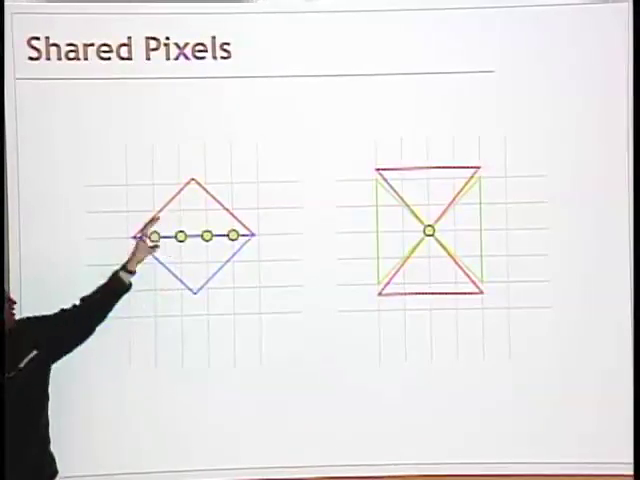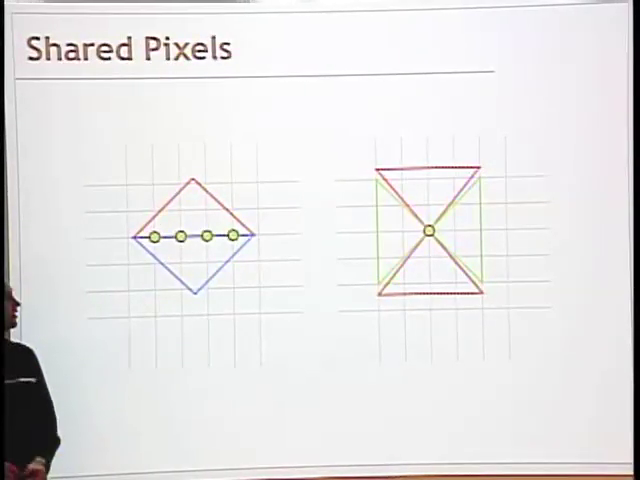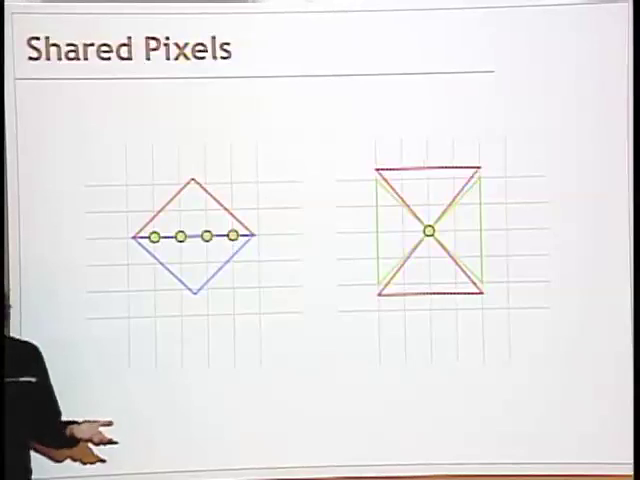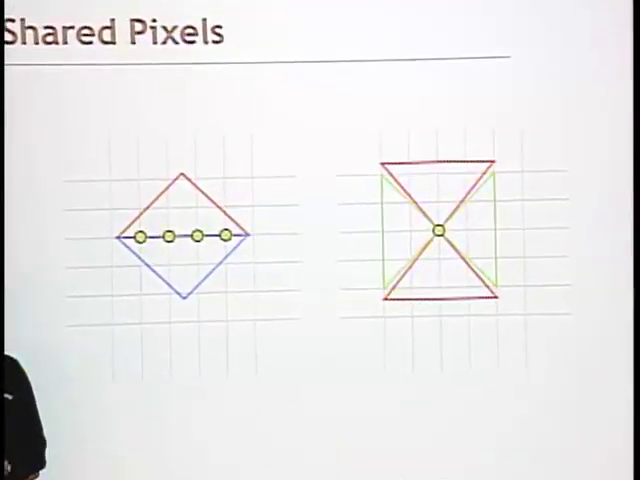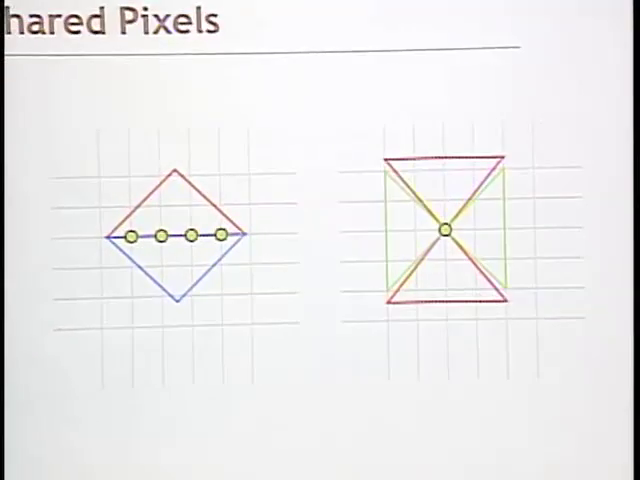We could say neither one of these triangles owns them. The red triangle owns them, but the blue doesn't. The blue triangle owns them, but the red doesn't. Or both triangles own them. So the question is, what do these points actually belong to? Okay, what do you guys think? What makes sense here?